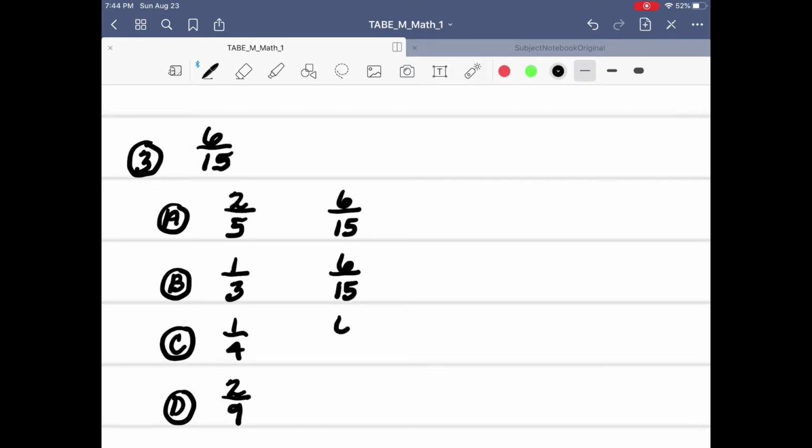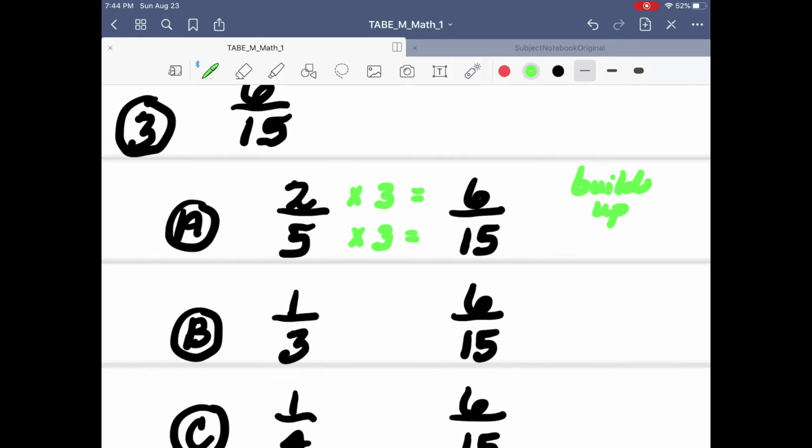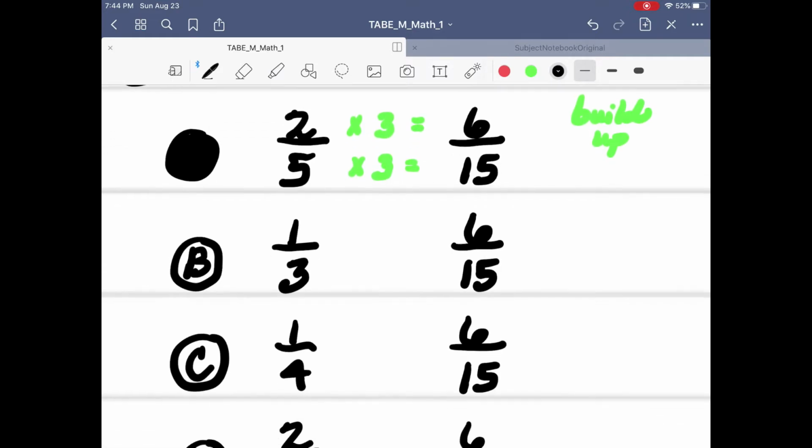But let's see, because 3 and 15 are in the same family. The 1/4, I would be surprised. And 2/9, again, that's not my first choice. But let's see what we have. So 2, this time I need to build up. I'm taking a lowest term and building it up to a higher term. So we're going to multiply this time. 2 times 3 is 6, and 5 times 3 is 15. That's the one I want.